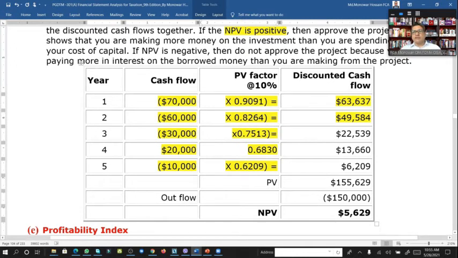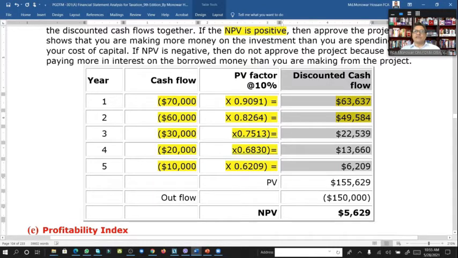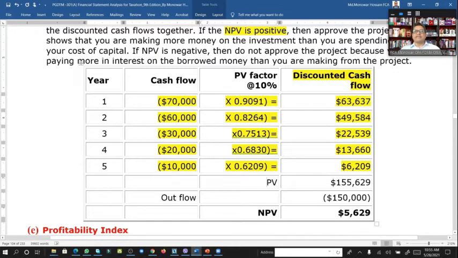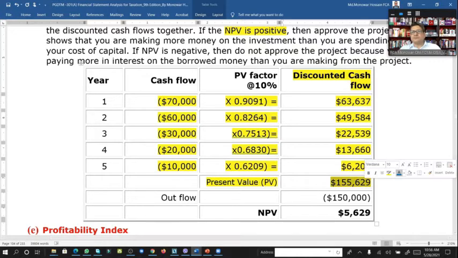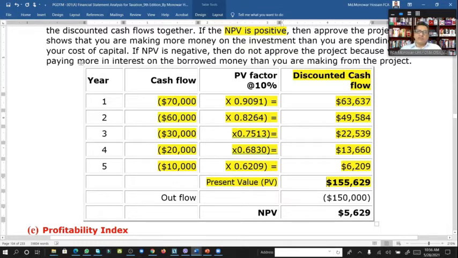we get 22,539. Same way in years 4 and 5 we can do it easily, and we will get all the discounted cash flows. If we add all the discounted cash flows, we will get the present value, not net present value, present value. The total present value of the project is 1,55,629 at the 10% discount rate.